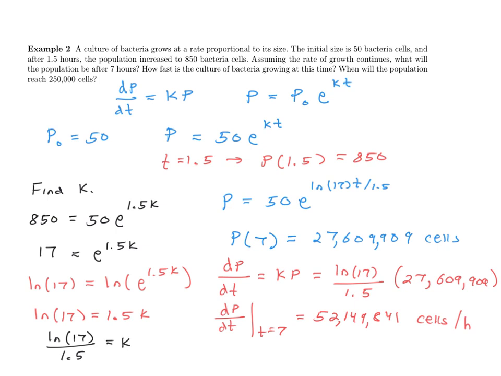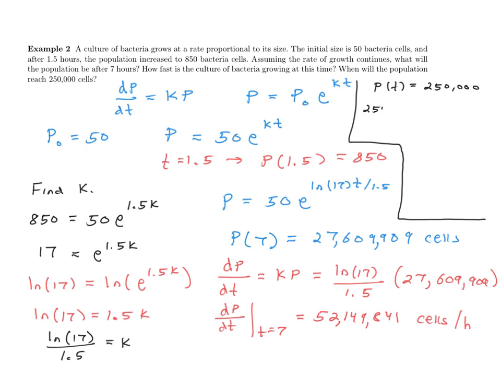And there is a last part. It says, when will the population reach just 250,000 cells? Okay, so I have the formula. We evaluated at 7 hours, as well as how fast it was growing at 7 hours. I think I'll put some space up here for this problem. So for this last part, we want to know, what is the value of time that would give us 250,000 as our answer? I'm going to take this number, put it in place of P, and then solve for t.